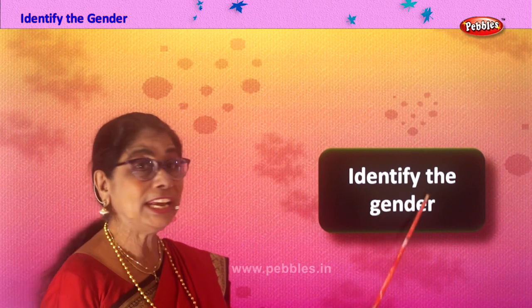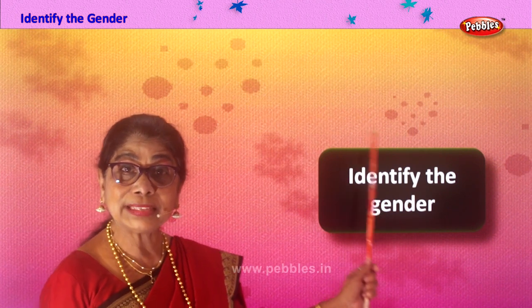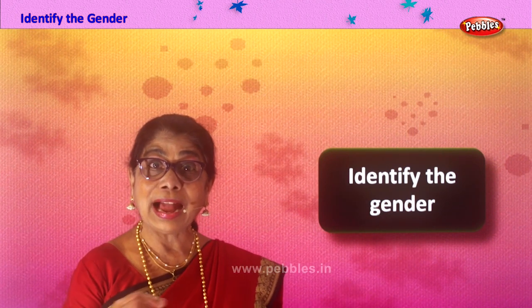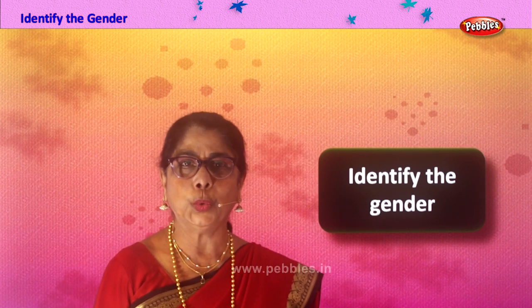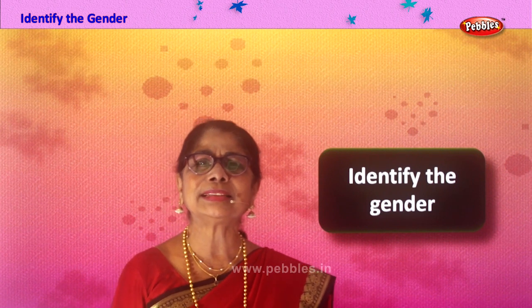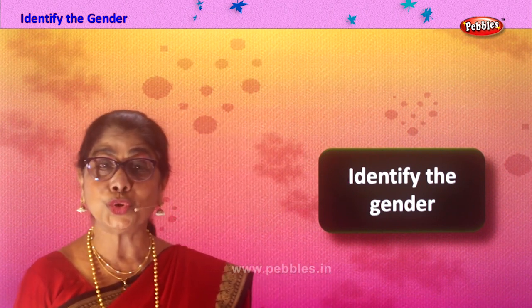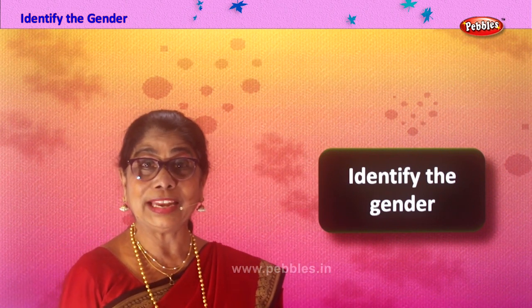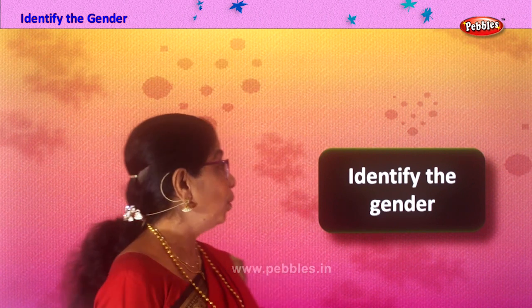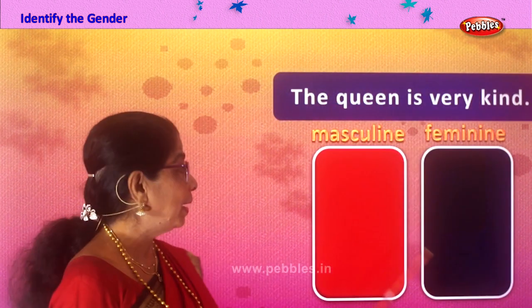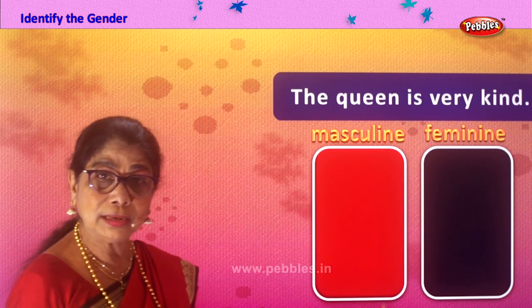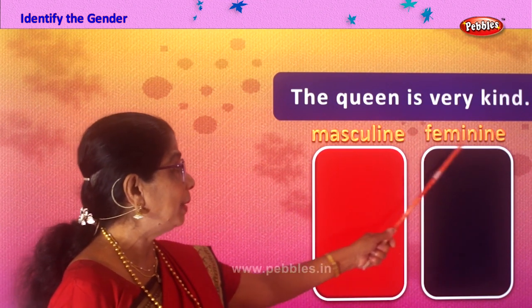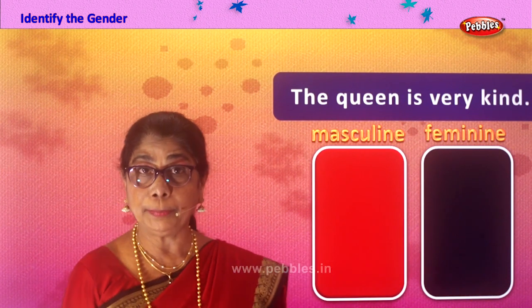So you're going to identify the gender from the sentence that's given, underline it first, then put it into the column below. Yes, it's an interesting exercise. I hope you'll enjoy the exercise. Let's look at our first sentence. Look here. Identify the gender. We'll place the masculine genders in the red box, feminine genders in the purple box.